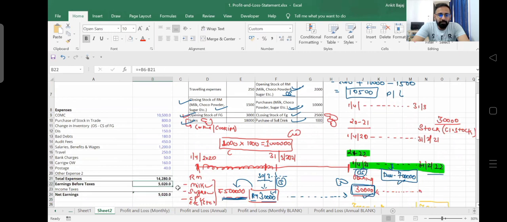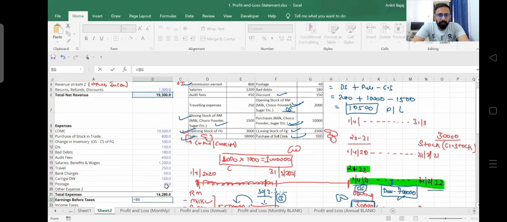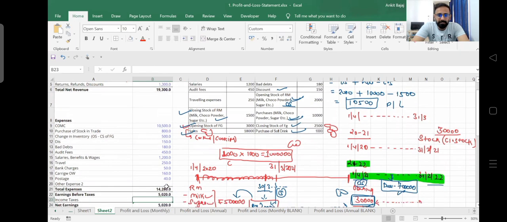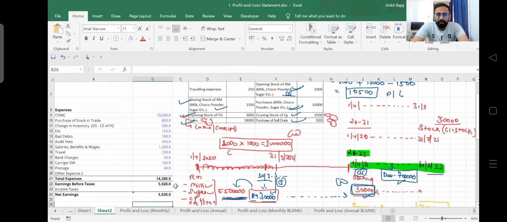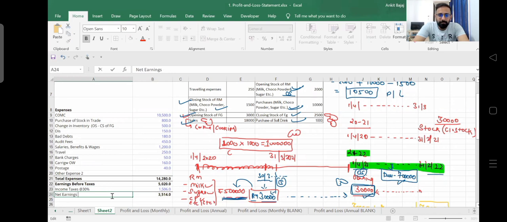So what will be our earning before taxes? Earning before interest and taxes is going to be total net revenue minus total expenses. So this is our earning, approximately 5,000 rupees. Now we will be paying income tax to the government using the 30% slab. So 30% of 5,020 rupees. This much tax we have to pay, and this is going to be the net earning, or profit after tax. In the next lecture, we will see the annual report of Dabur Limited.